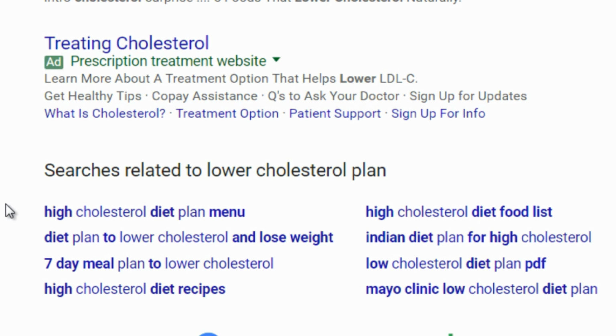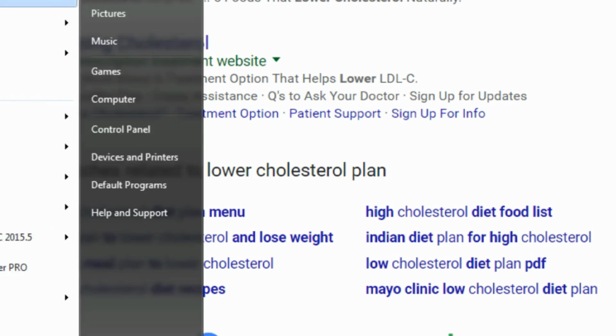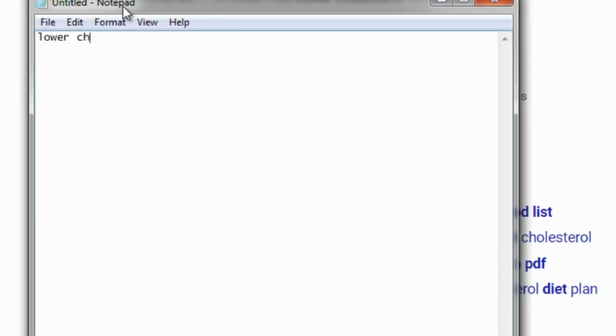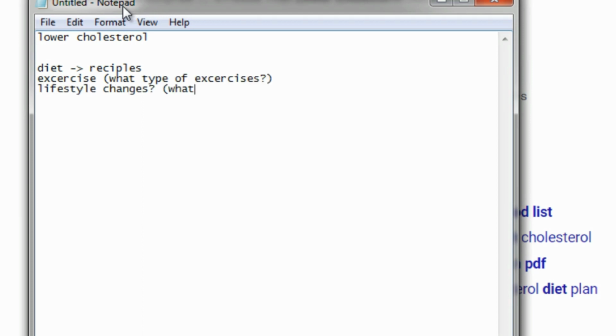And within that, we can see that there are things like dieting. So let's just create a notepad here. Lower cholesterol. And within that, we can see diet, we can see recipes, which of course fits into diet. We can see exercise. You can ask yourself what type of exercise, lifestyle changes, what type of lifestyle changes.